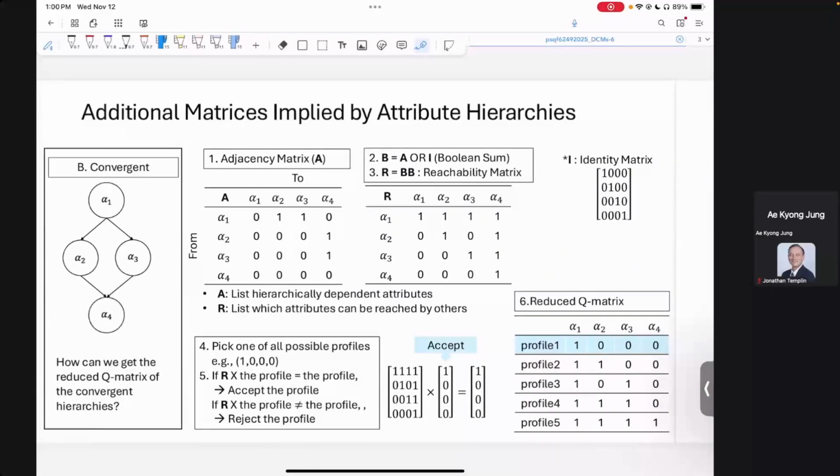This is the way we can get the reduced Q matrix through matrix multiplication. If you follow the first, second, third steps of this process, then you can get the reduced Q matrix, because when we have more than 4 attributes, like 10 attributes, then it will be hard to specify the Q matrix manually. So we can get the Q matrix through this process. Let me skip this one. And if you want to review this, and if you have any questions, you can ask me.